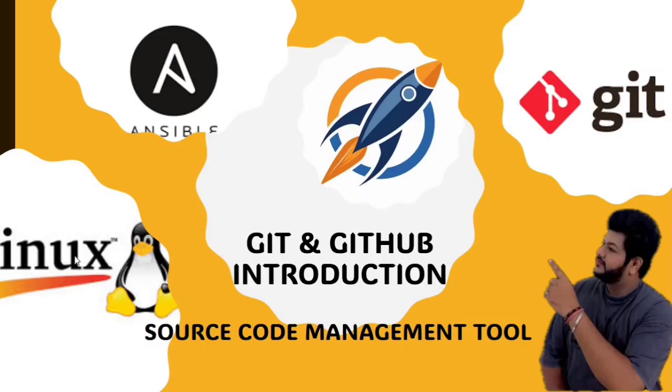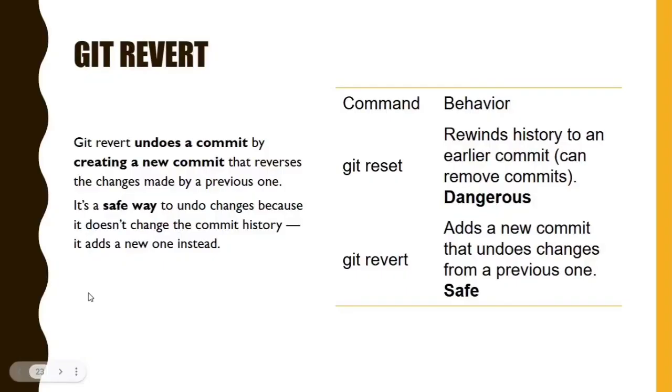Now let's move forward and deep dive into a few more important Git concepts like Git Revert, tagging, along with Git repository cloning to the local machine. So let's first understand what is Git Revert and why we need this.